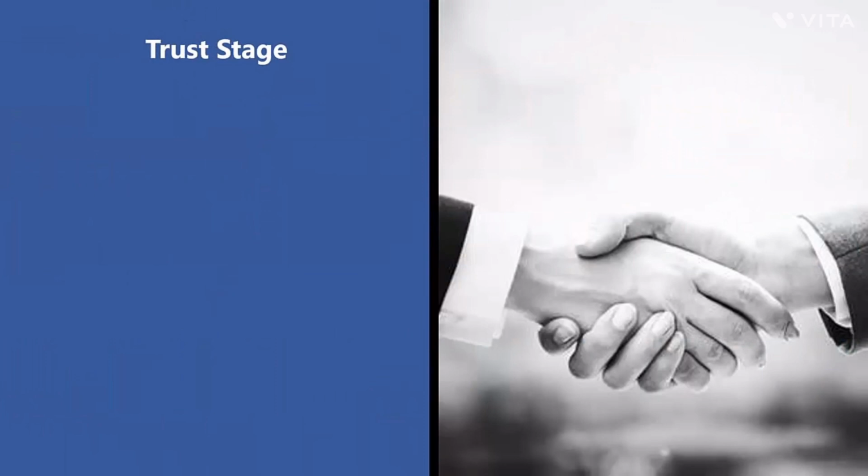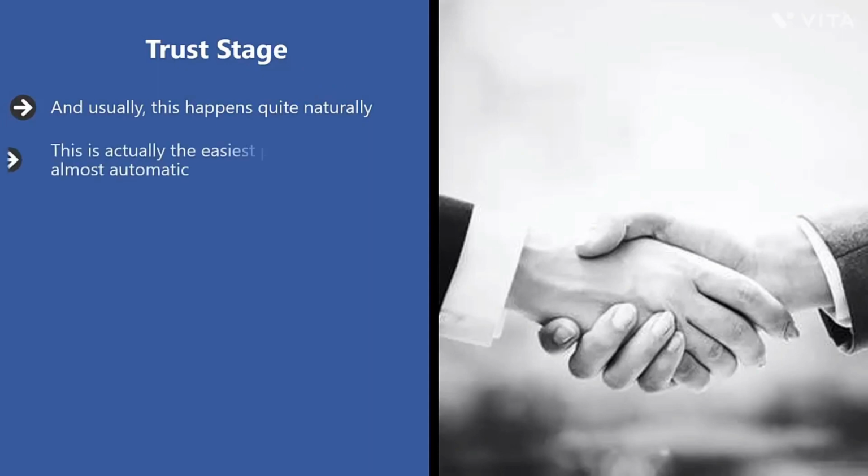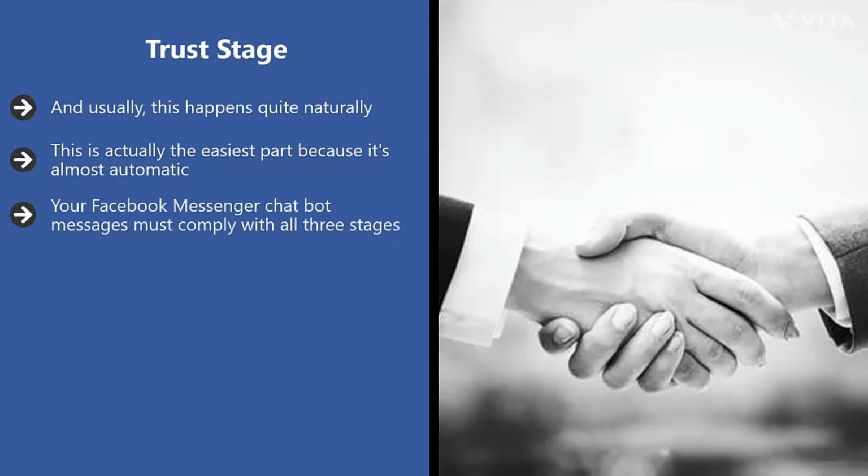Trust stage. Once you have decided that a certain approach or a certain range of solutions is the way to go compared to others, the next step is to trust the brand that got you there. And usually, this happens quite naturally. It just clicks. This is actually the easiest part because it's almost automatic. Once your messaging clears the know and like stage, the trust stage pretty much falls into place. Your Facebook Messenger chatbot messages must comply with all 3 stages. Otherwise, you're going to lose the sale.